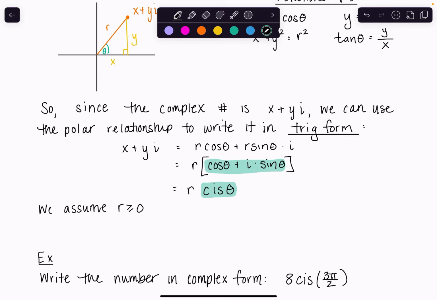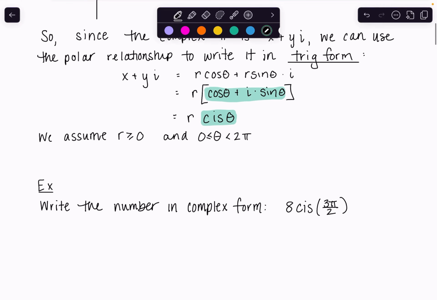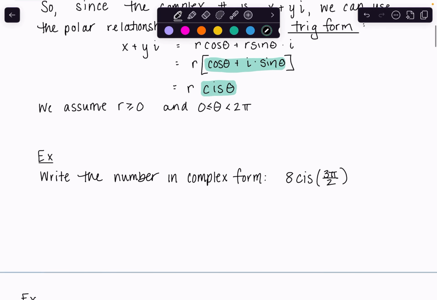...or equal to 0. And we're just going to go once around that unit circle. Okay, so let's go ahead and try this out. Let's write this number in complex form. So we've got 8 cis of 3 pi over 2.